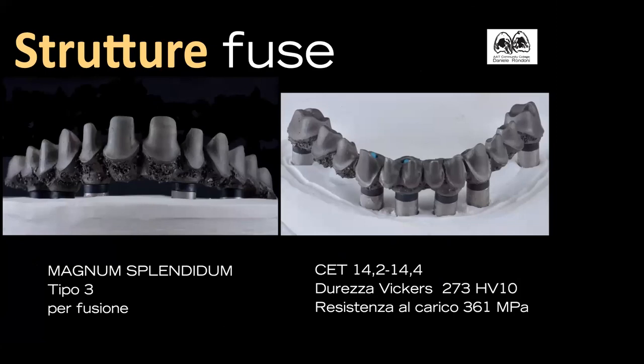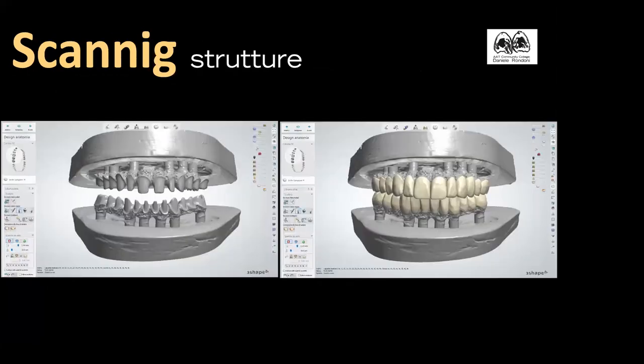Let's move on to the fusion with the magnum splendidum. Very precise. And then I'm ready for the next phase. Scanning structures and removing the single copings from above, and before zirconia fabrication.